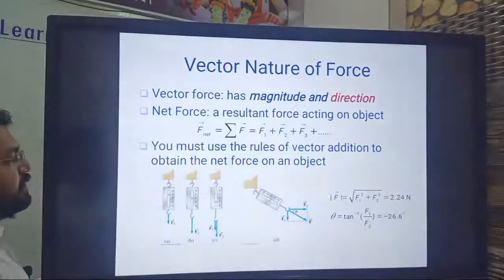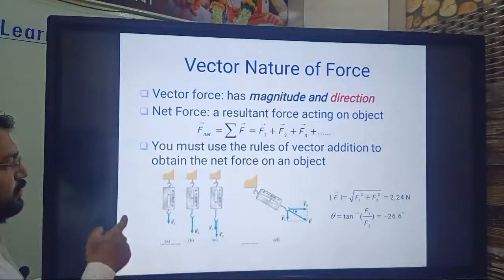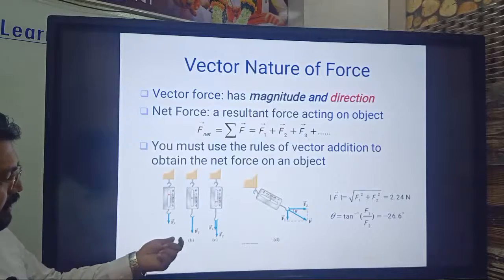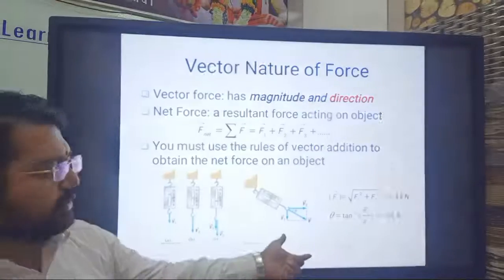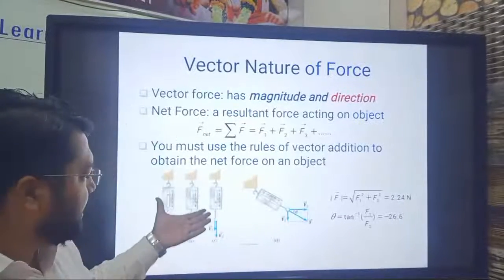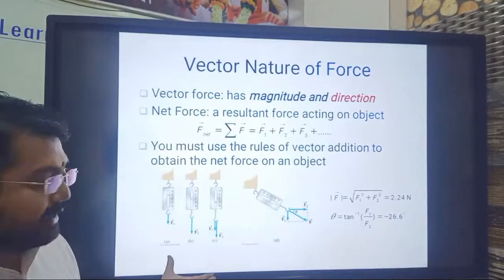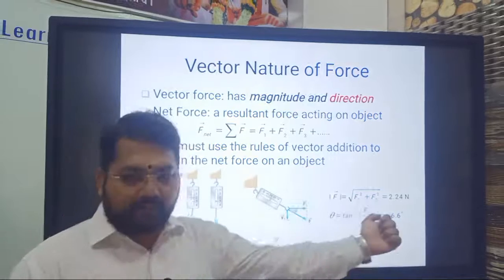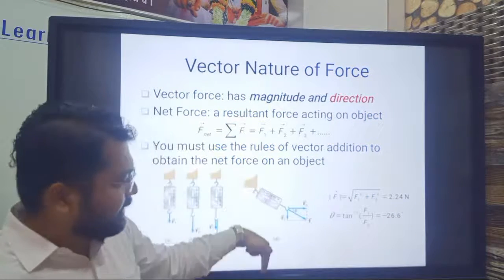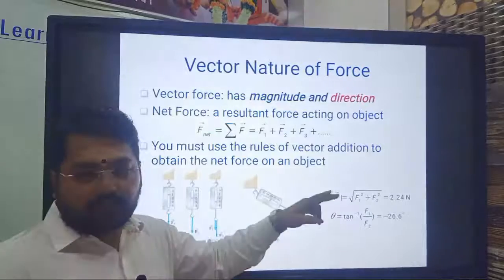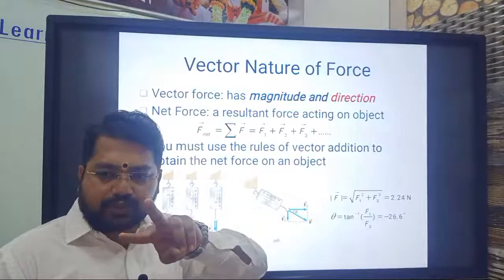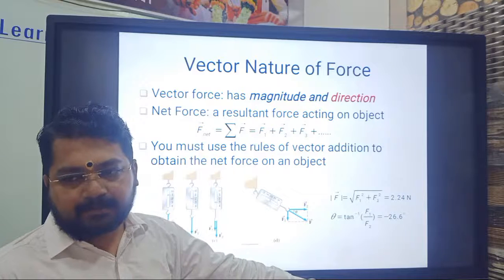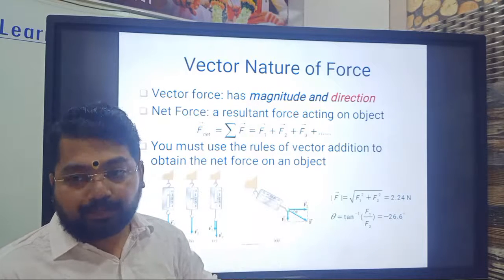You must use the rules of vector addition to obtain the net force on the object. Let us take, for example, F1, F2, F3 and so on. All the forces are acting. These are all vertical forces, right? If you tilt it or pull it somewhere else, it will have vertical and horizontal, two directions of force, and the resultant is at the center where we have connected the rope.